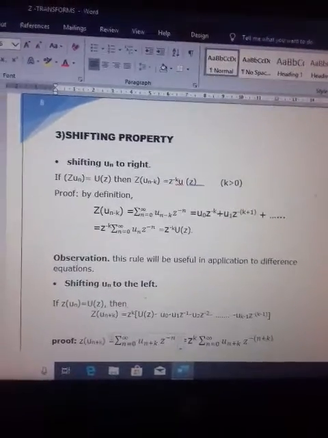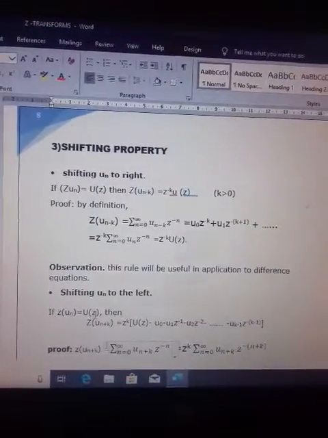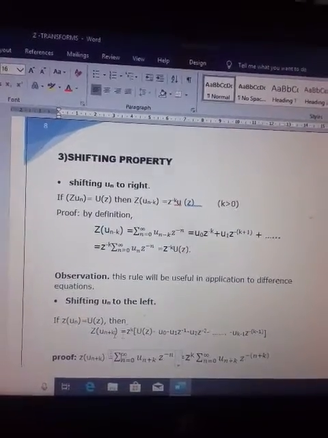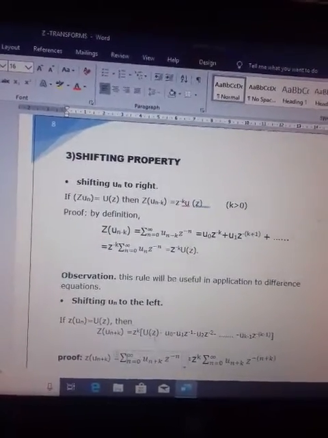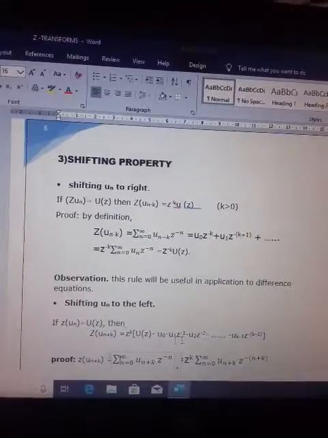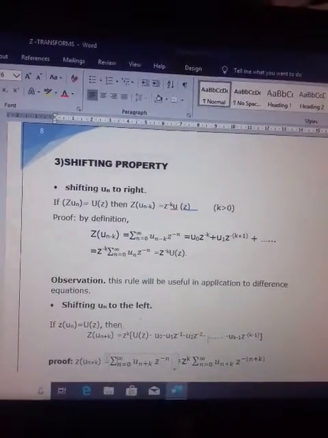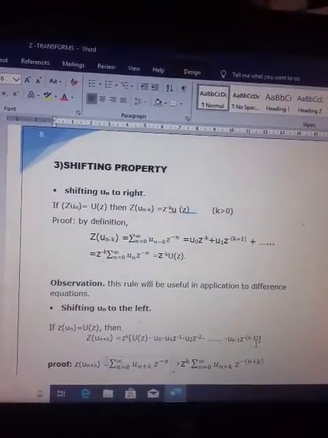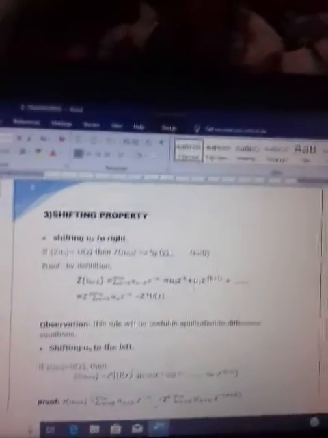And another one: if Z{u(n)} equals U(z), then Z{u(n+k)} equals z^k [U(z) minus u(0) minus u(1) z^-1 minus u(2) z^-2 ... minus u(k-1) z^-(k-1)], which is the left shift property.